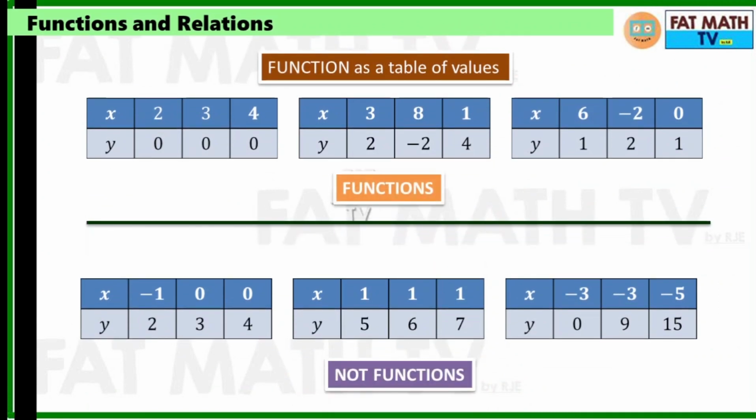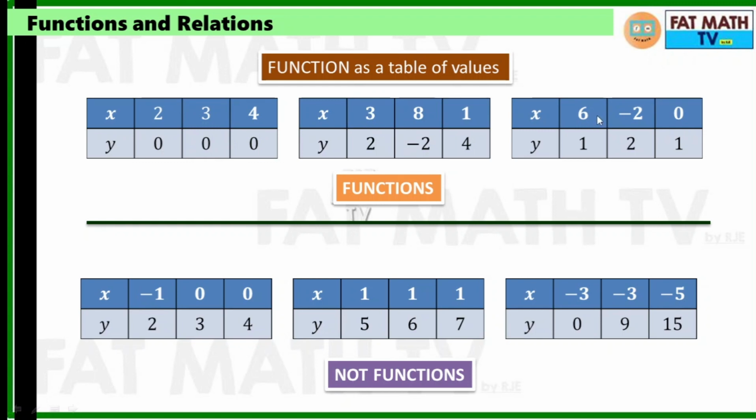Functions can also be in the form of a table of values. So these are examples of functions. This can also be interpreted as a set of ordered pairs, (2, 0), (3, 0), (4, 0). The domain of this one is the set containing 2, 3, 4, and the range is the set containing 0. If you want to check if this is a function, just check if each x is paired to only one y value. Does 2 have another pair? No, it's only 0. Does 3 have another pair? No, it's only 0. Does 4 have another pair? No, it's only 0. Meaning to say this table of values here is a function.